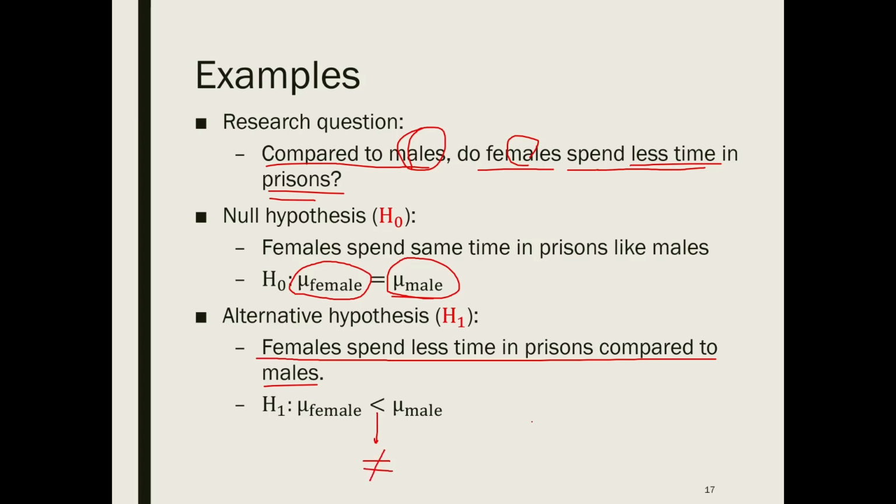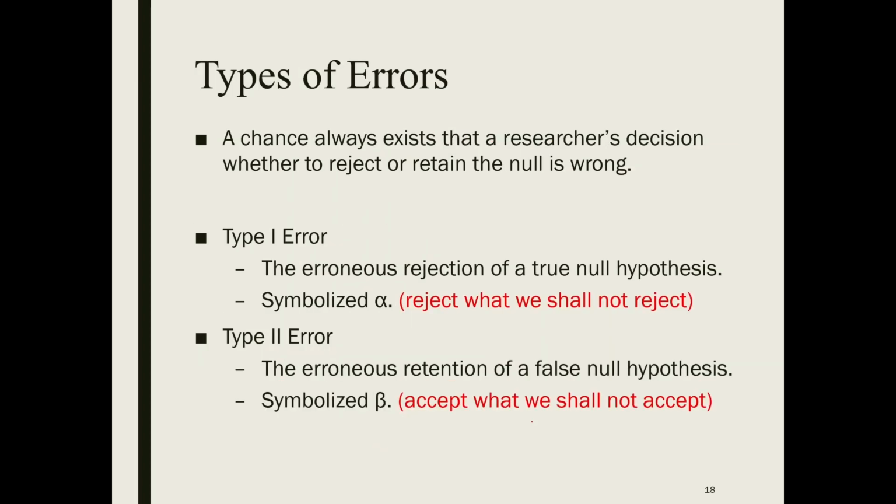Okay, we don't know, right? We just know that they are different, but we don't know what the direction is. So it's a non-directional test, so we use not equal to. Okay. When we're going to make some decisions, whether we reject or accept the null.